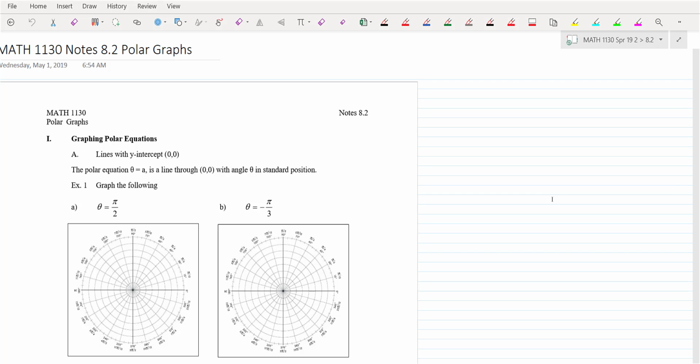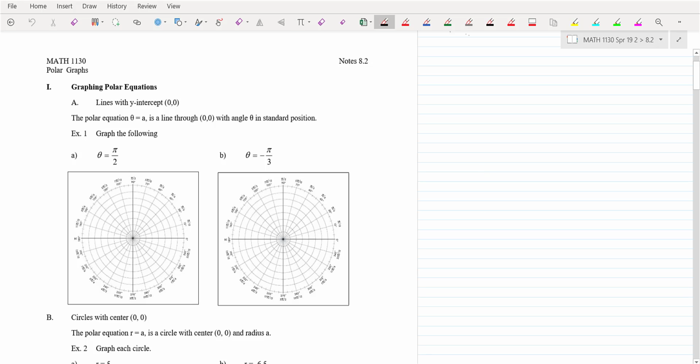First ones we're going to do are the basic ones. We already really talked about this in 8.1. All you do on this, these are lines. So if you have theta equals some number, then you know that's a line. The graph of this would be go to pi over 2 and draw the line. The line goes in both directions like that. That's a vertical line. So that's how you would graph that in polar.